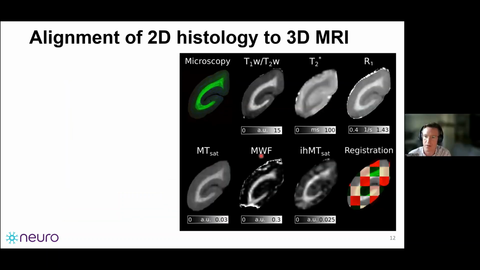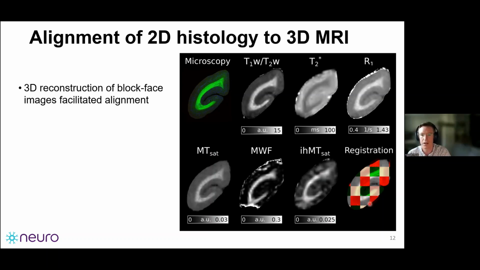Looking at some of the resulting figures, here we see alignment of the 3D MRI. We have our 6 MRI contrasts with a single slice used in this analysis. And we have a tiled image here that shows this alignment. The block face reconstruction really helped with this alignment. It's maybe easiest to see if you follow the white matter tract around. In this tiled image, we have the block face images in pink, the MT-SAT in grayscale, the ferritin stain in red, and the FluoroMyelin in green.